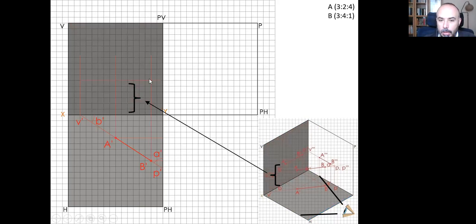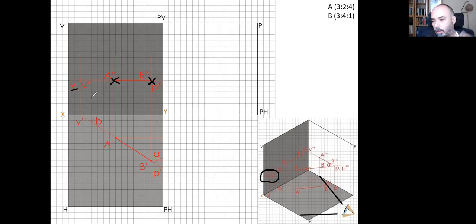So here is my line segment. I can indicate this as A double prime, this one here, B double prime. And when I'm looking at the system from this direction, I see both the trace itself, lowercase v, and its projection right on it. They are overlapping, so I can write v double prime here.